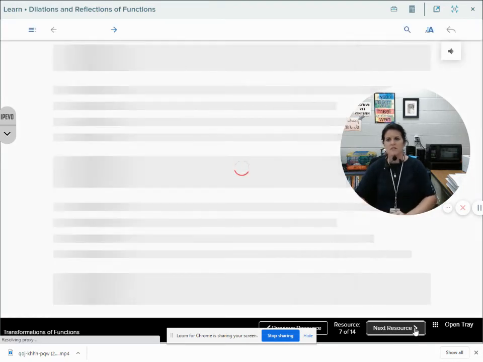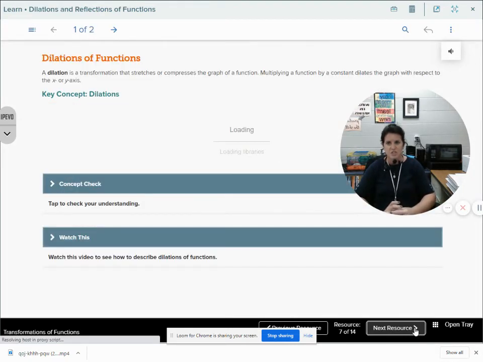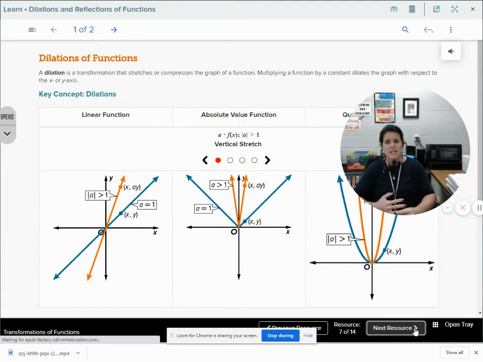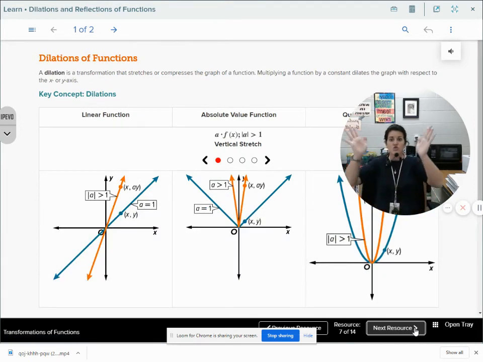So let's talk about dilations and reflections of functions. A dilation is a transformation that stretches or compresses the graph of a function. Multiplying a function by a constant dilates the graph with respect to the x or y axis. So here's my parent function here. And if I make a value of a that is greater than 1, it stretches that linear function upwards.